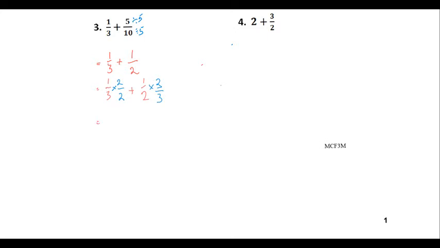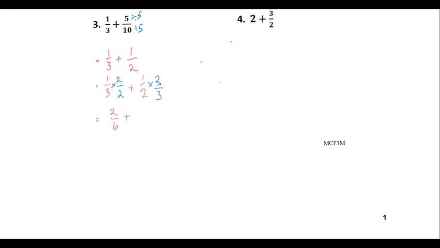So now we get 2/6 plus 3/6, which is 5/6.